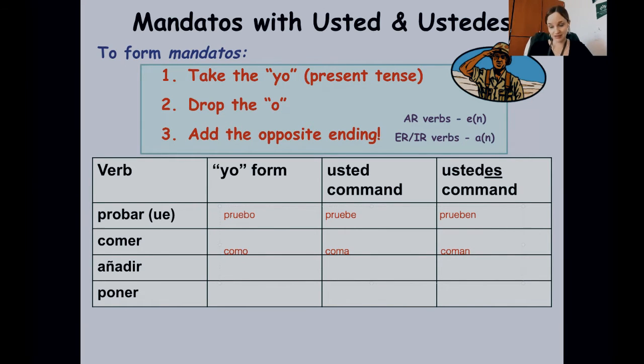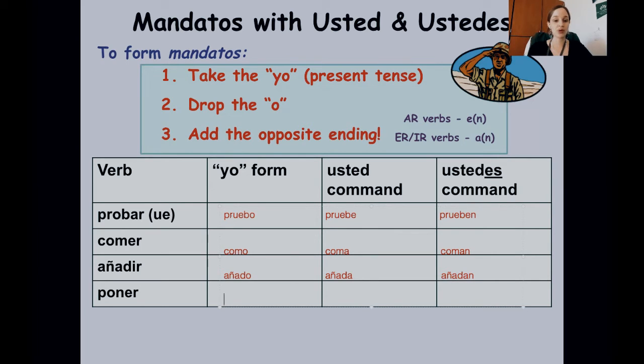Añadir, add. We see recipes written a lot of times in the usted form. Añado is the yo form. We drop the O. It's an IR verb, so our opposite ending would also be A. So the usted command would be añada, like add the onion, add the potato, whatever in the recipe. And then ustedes, again, we would just add the letter N to signify that we're speaking to a plural group of people.